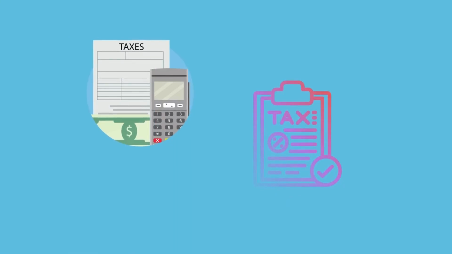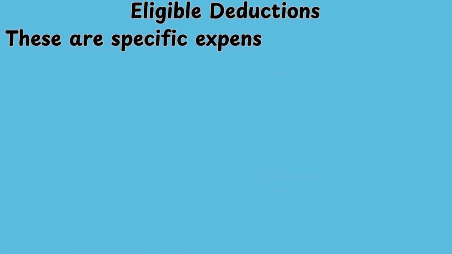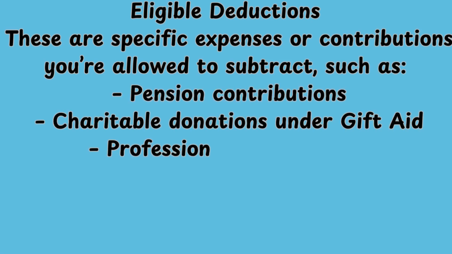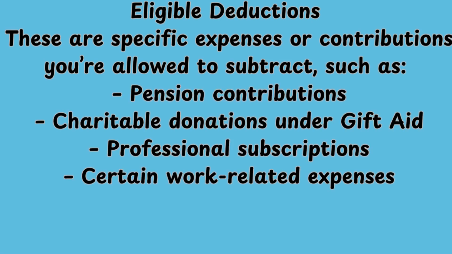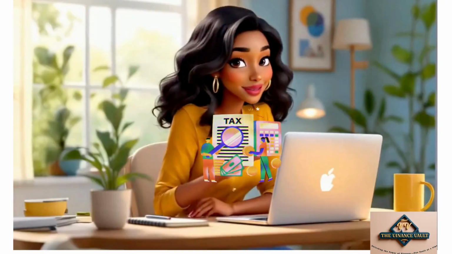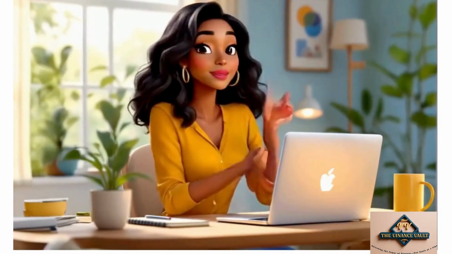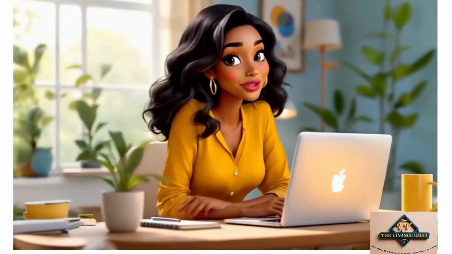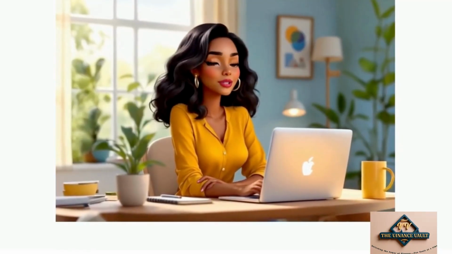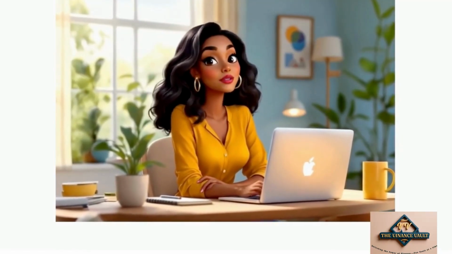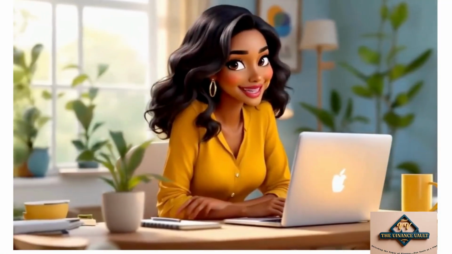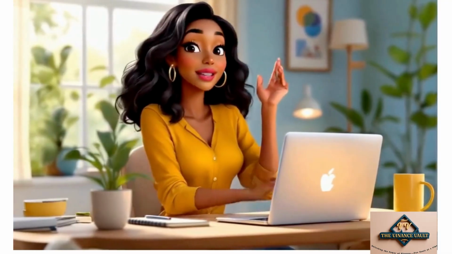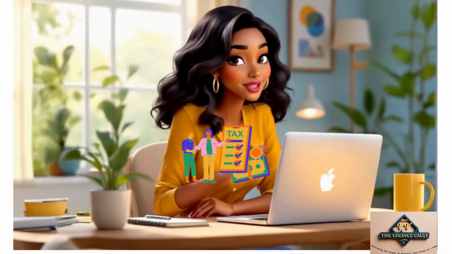Then, deduct any eligible deductions, which would include things like pension contributions, charitable donations, or even approved work expenses. What's left? That's your taxable income, the amount HMRC uses to calculate how much tax you actually owe. Once you subtract the personal allowance and deductions from your total income, the remaining amount is your taxable income. That's the part on which HMRC calculates your tax.